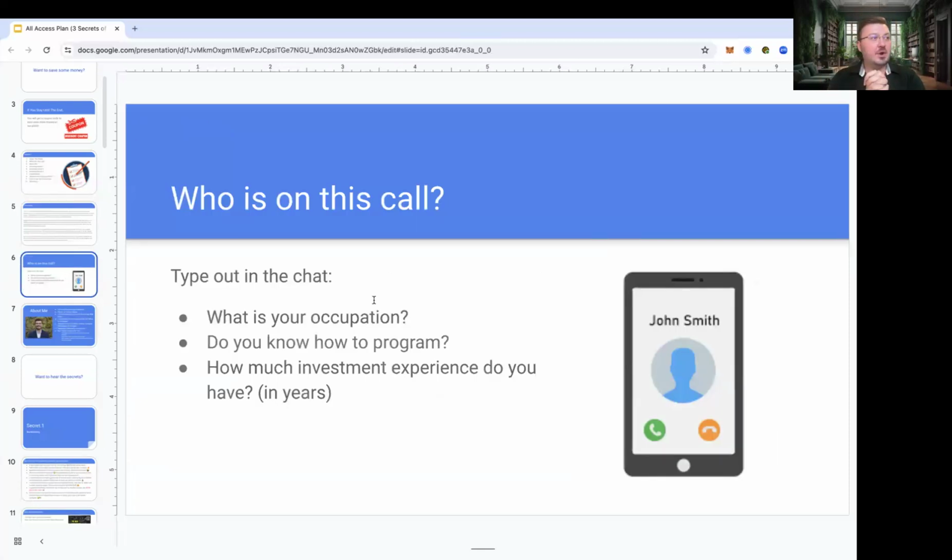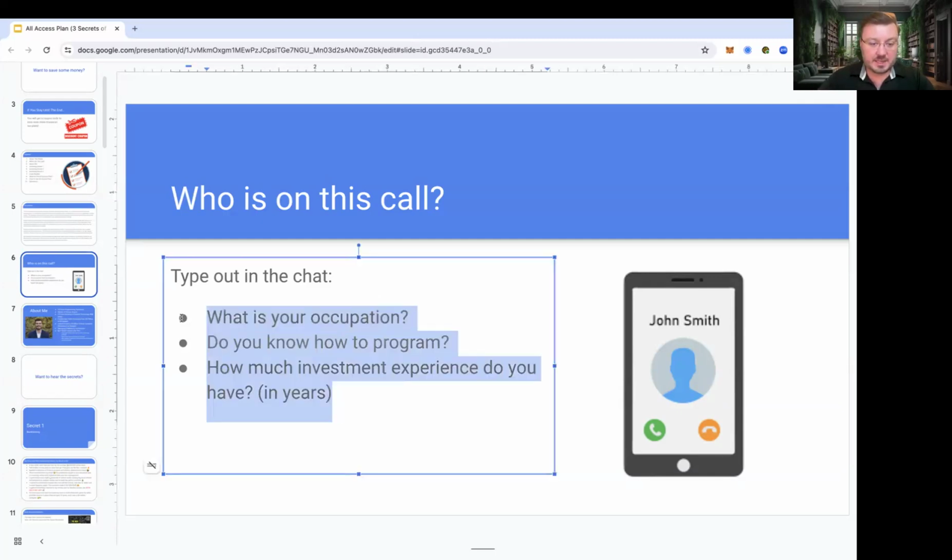So first, let's get to know you guys. If you can let me know who you are, you can type this out into your chat. Let me know what your occupation is. So what do you guys do for a living? Do you guys know how to code? Is that something that you do? You don't need to know how to code, it's just a curiosity. And then number 3 is how much investment experience do you have? If you can type that into the chat window, that'd be fantastic. I'll even copy this over so you have it ready. There you go. Those are our 3 questions. And I know it takes a little bit of time to type that out.